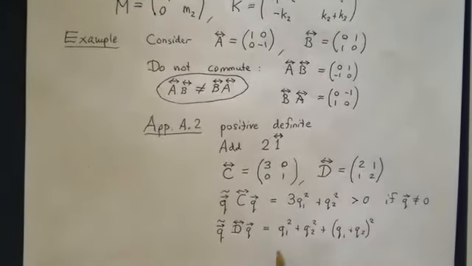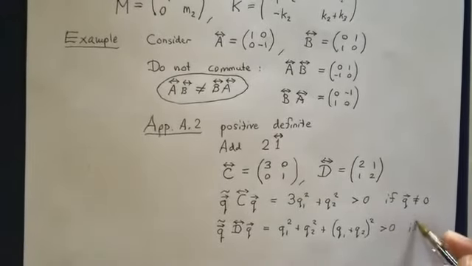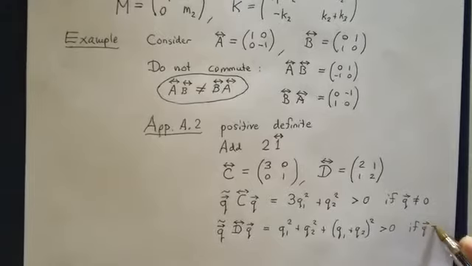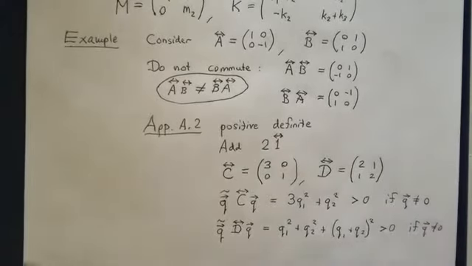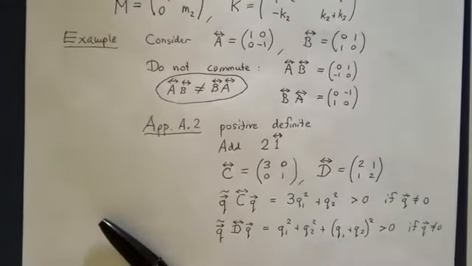Okay. Notice this is the sum of squares. There's no way this is going to be negative if we're talking about real numbers. So again, this is greater than 0 if the q vector is non-zero. Yep, it's positive definite. Okay, so what we have now, a couple matrices that do not commute. They're positive definite. And there's a prescription now in the appendix on how to change basis.